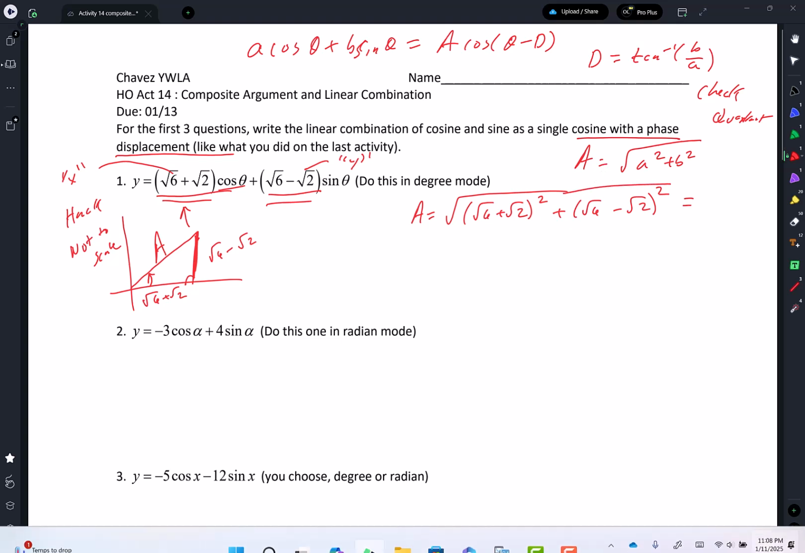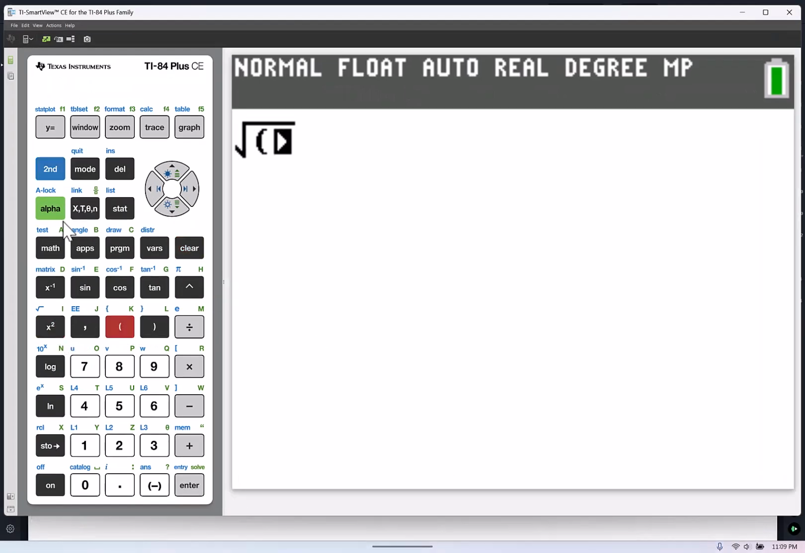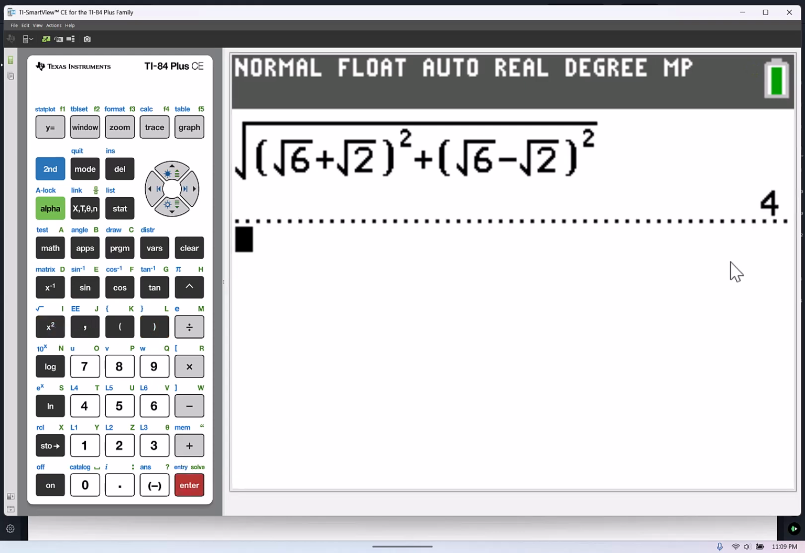And so you take your calculator and you go square root, parenthesis, square root of 6 plus square root of 2, close it, square it. Plus parentheses, square root of 6 minus square root of 2, close parentheses, put a square on it, and voila.